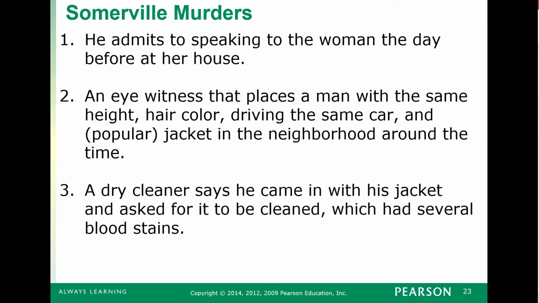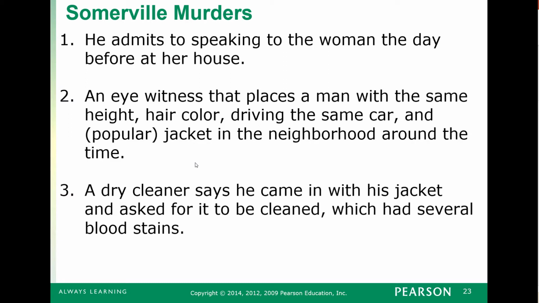A third piece of evidence was that a dry cleaner says that Tim came in with his jacket and asked for it to be cleaned, and it's the same jacket that an eyewitness saw a person wearing, which had several large bloodstains on it. Now, assuming he was innocent, is it unusual for all three of these to have happened? And yeah, it would be pretty unusual.